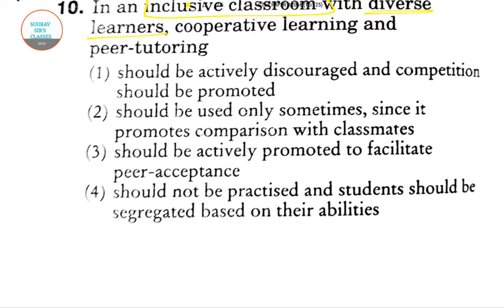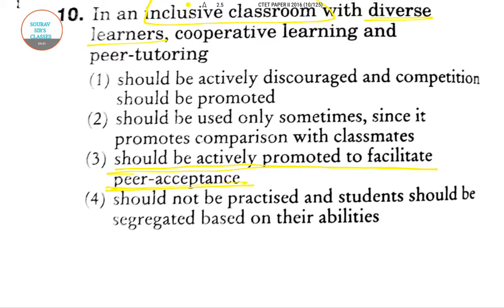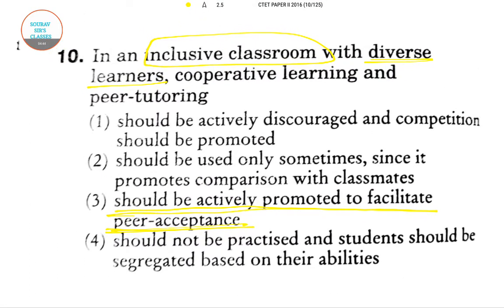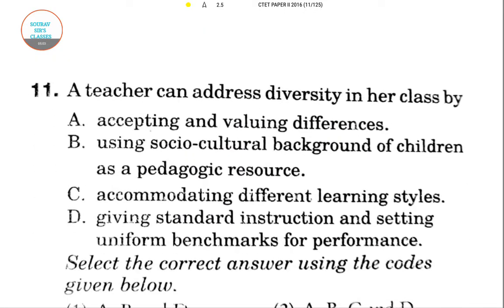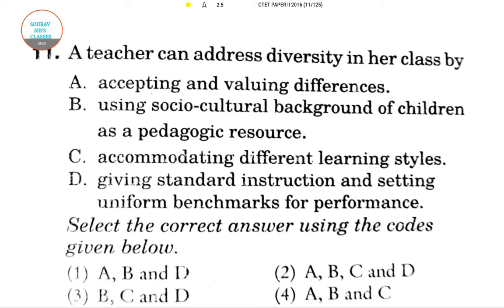Now here option 3, that is should be actively promoted to facilitate peer acceptance, is the correct answer. So in an inclusive classroom with diverse learners, cooperative learning and peer tutoring should be actively promoted to facilitate peer acceptance. So option 3 is the correct answer. Okay, here is our next question.